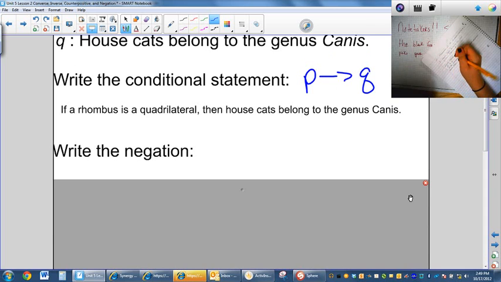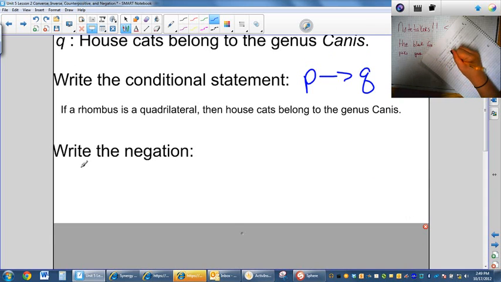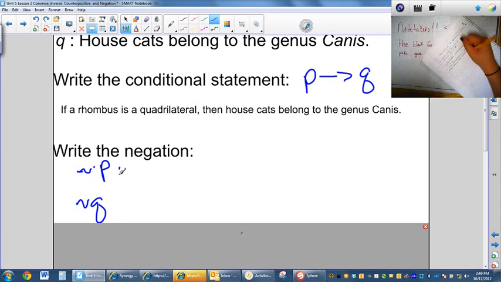So now what I'd like you to do is negate P. I'd like you to negate Q. Go ahead and write the negation for P and Q. So you're just writing the negation.